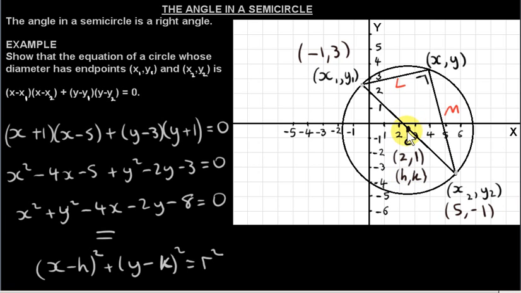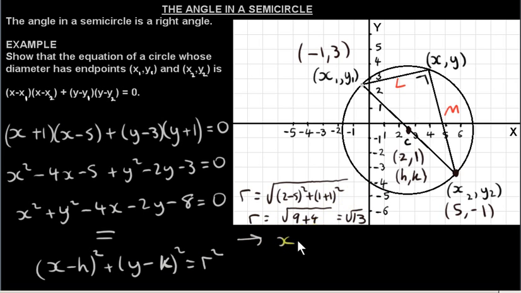Now what's the radius? The radius is the distance from the center to either endpoint. So I've got the distance from the center to this point here. Just use the distance formula: root of x2 minus x1 squared plus y2 minus y1 squared. So you'll get root of 3 squared plus 2 squared, which is root 13. So we have the center h, k and we have the radius r. We plug them into this. So we get x minus h, where h is 2, plus y minus k, where k is 1, squared equals r squared. Root 13 squared is just 13.